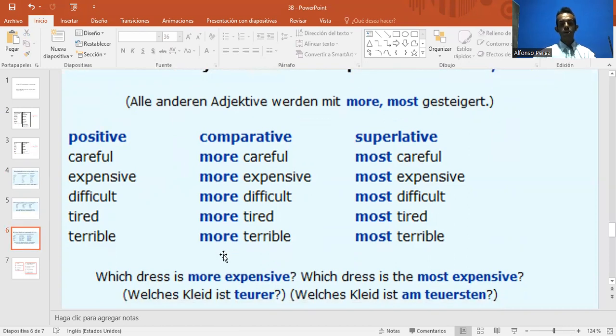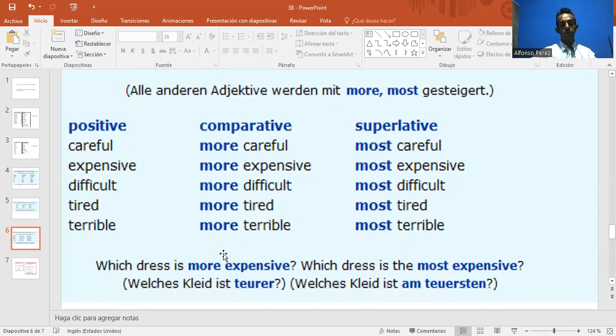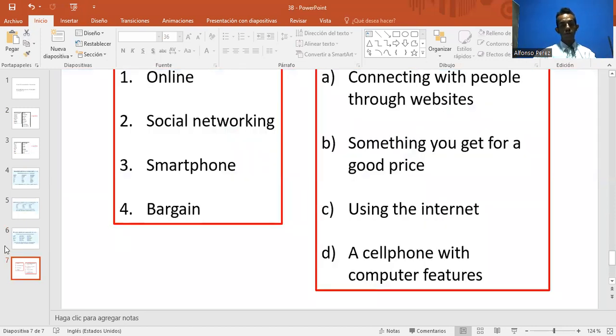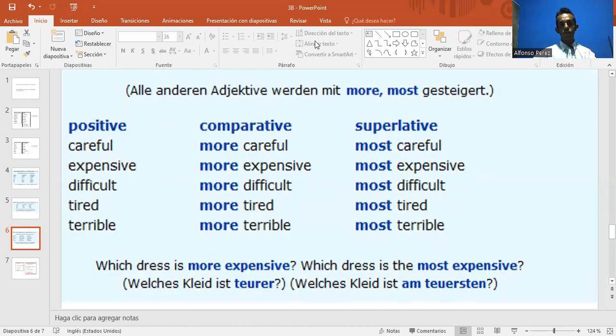Okay, so we have a question. Which dress is more expensive? Which dress is the most expensive? We're talking about the group, the category. Okay, let's do an exercise here. A page I really like.